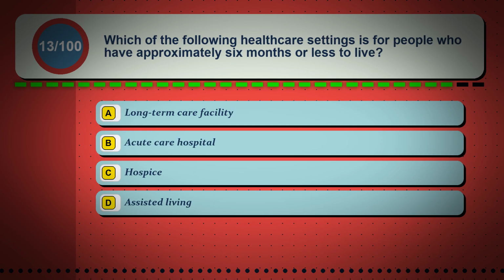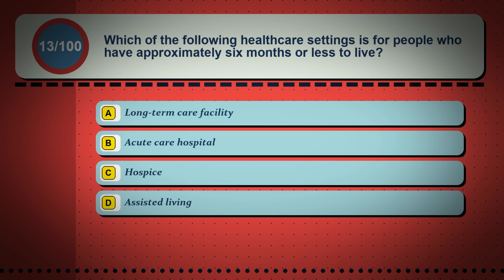Question 13. Which of the following healthcare settings is for people who have approximately 6 months or less to live? Option A, long-term care facility. Option B, acute care hospital. Option C, hospice. Option D, the assisted living.